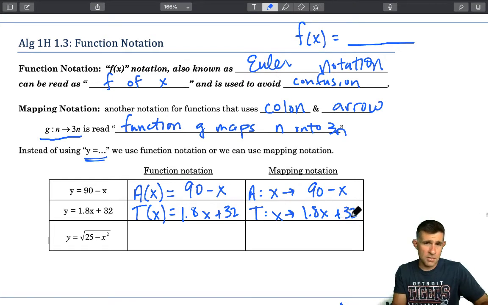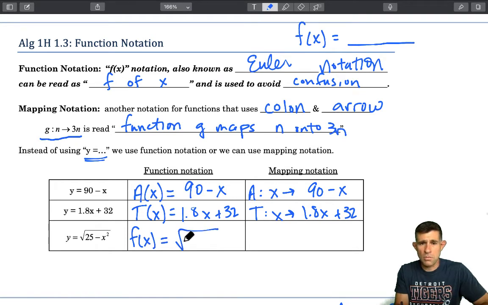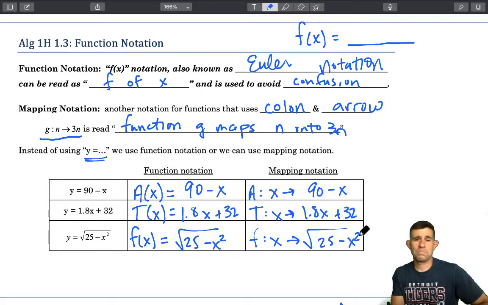So you get the idea, and you can see the pattern here. The letter and the parentheses just get replaced by the letter and the colon. The equal sign gets replaced by the arrow when moving back and forth from function notation to mapping notation. Our last one here, we'll actually use the letter f. f of x is equal to the square root of 25 minus x squared. And therefore, the mapping notation would be f colon x arrow the square root of 25 minus x squared.